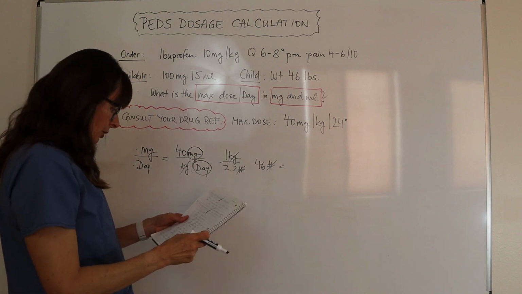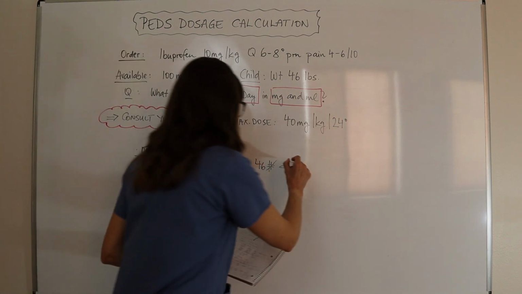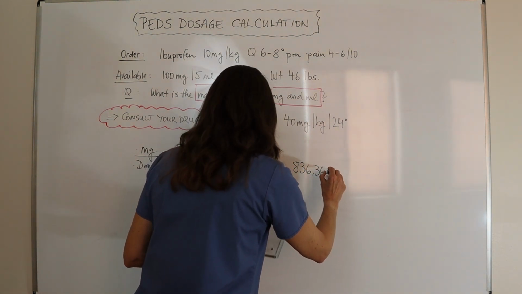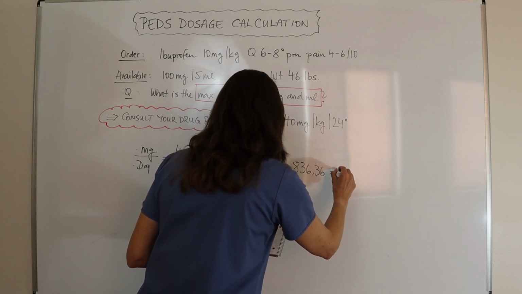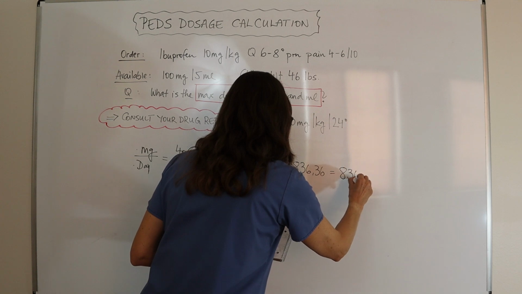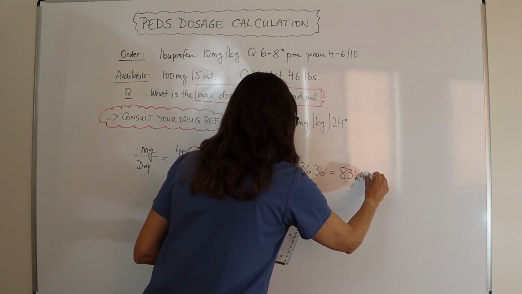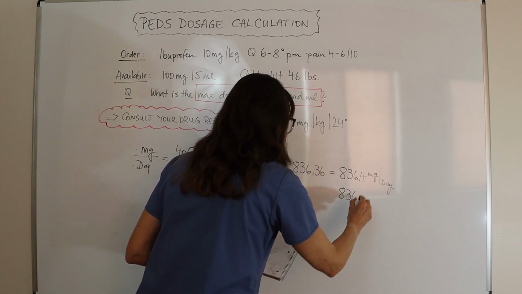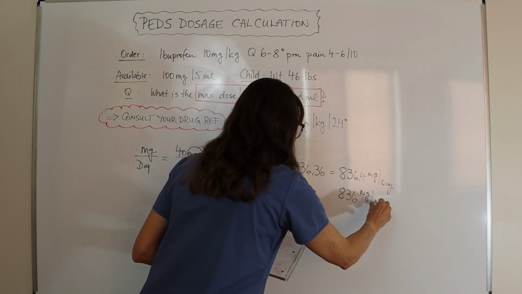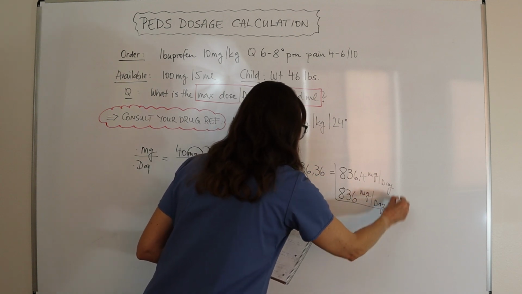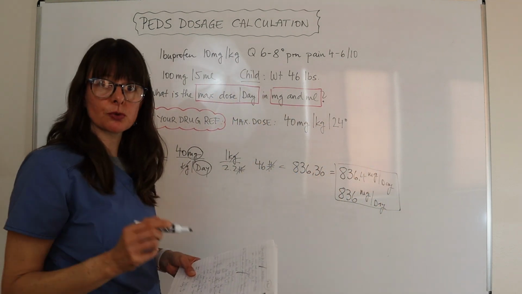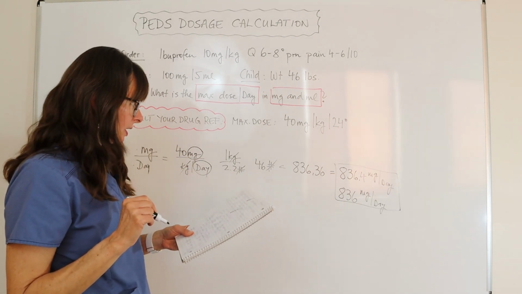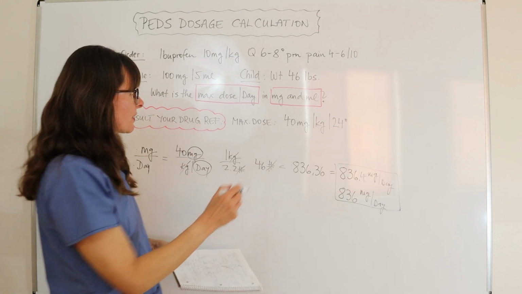And so if we do the math here, it comes out to 836.36, which in this case we're going to round to 836.4 milligrams per day. Or sometimes your instructor asks you to give it in whole numbers, so in this case, that would be 836. Always make sure that you know the rounding rules for your nursing school and also what NCLEX will require or your test center. And so now we have calculated the milligrams.